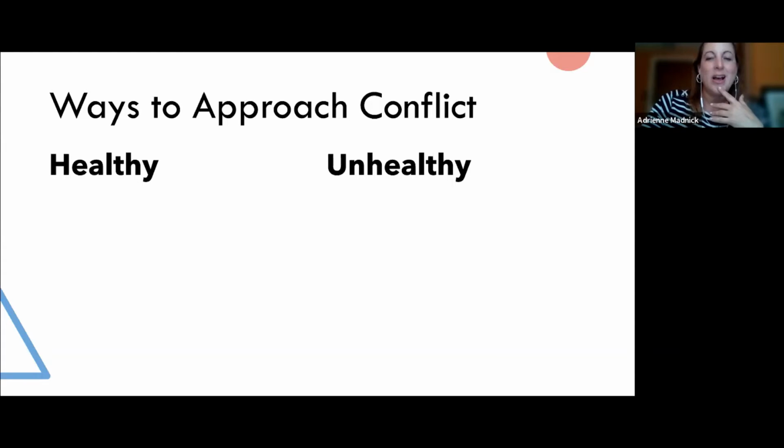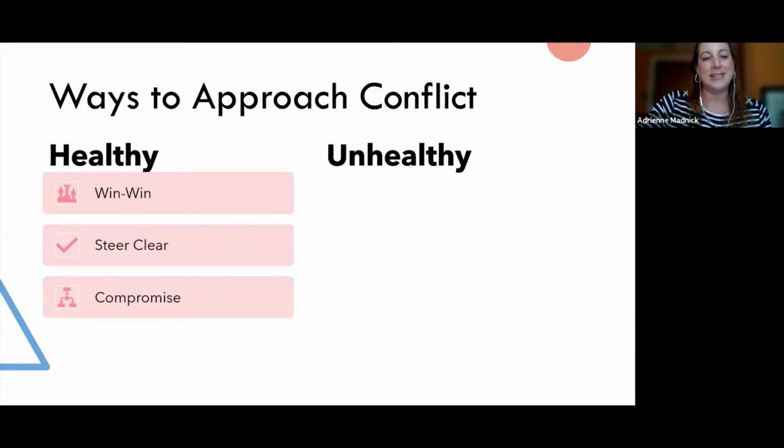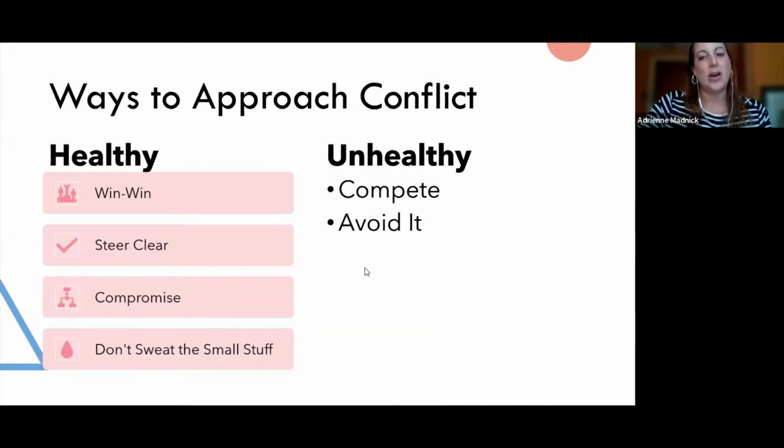So yes, awesome. Which ones do you think would be the unhealthy ways? I think there's about 2 that I would say are questionable. Avoiding it, good, awesome. Avoiding is one. Can you think of the second one? Compete. Good. AC, yes. And Yamina said pinning the problem on the other person, blaming. That's also not a good one. Sweating the small stuff, it depends on the situation, because if it's really important to you, letting it go and being passive would never be a good way to resolve that conflict. Good job, guys. So we've got win-win, steer clear, compromise, don't sweat the small stuff. Those are definitely healthy ways to approach conflict. Unhealthy ones, unfortunately, are compete and avoid it.